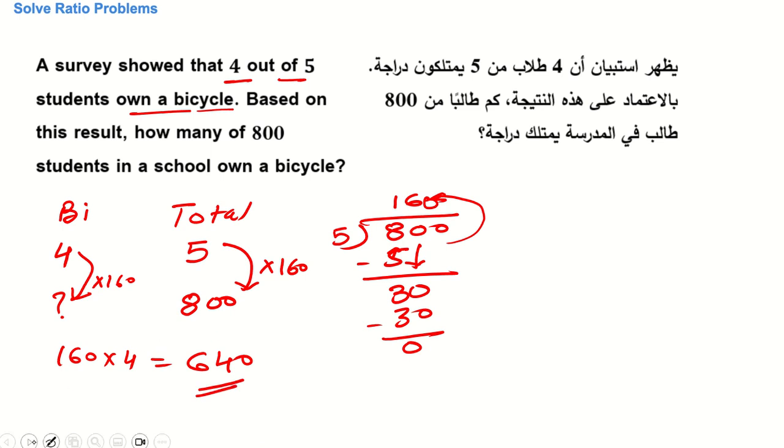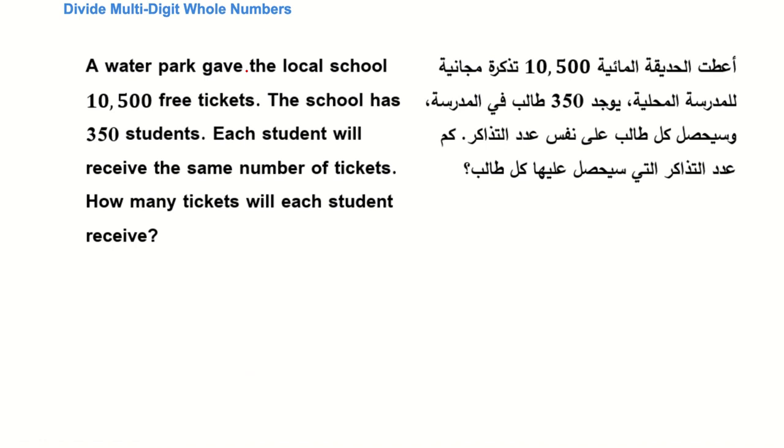Okay. Now next question can be, a water park gave the local school 10,500 free tickets. The school has 350 students. Each student will receive the same number of tickets. How many tickets will each student receive? Now you see, when something has to be distributed equally, the same number of tickets to each student, it means the question is talking about division. So here we can divide it.